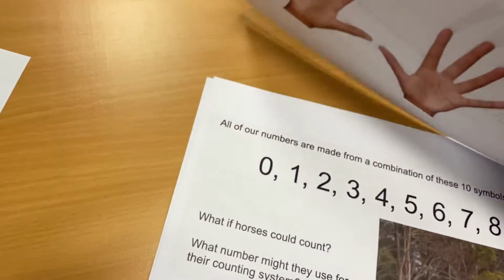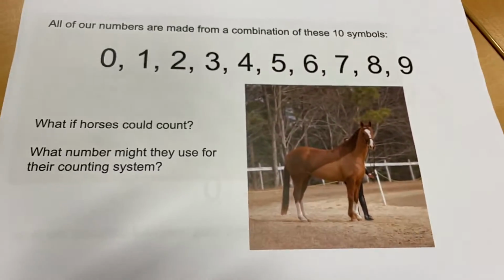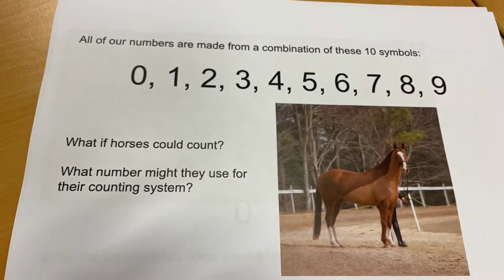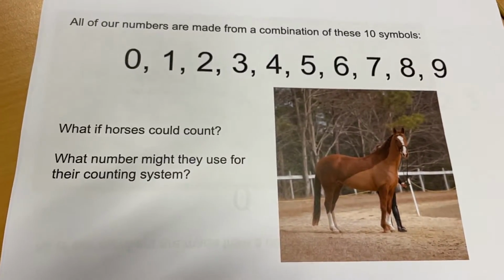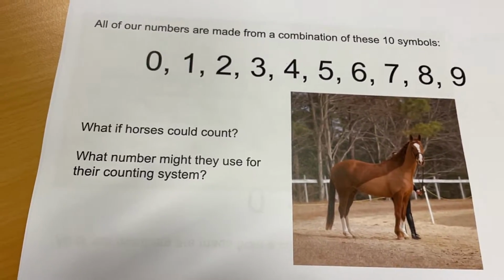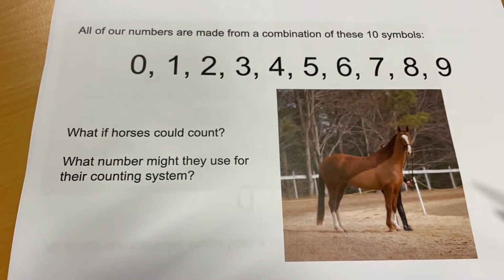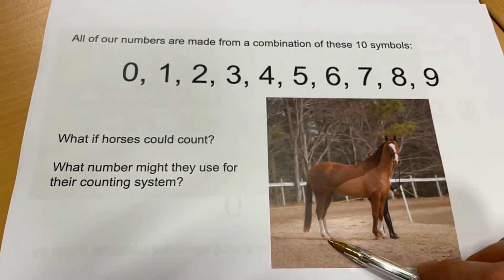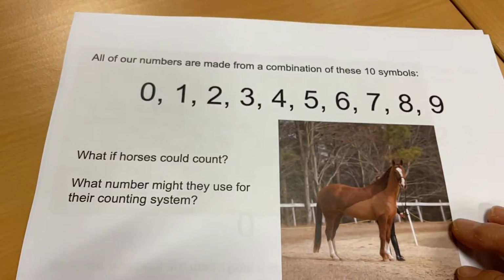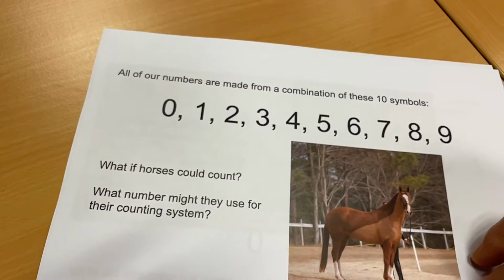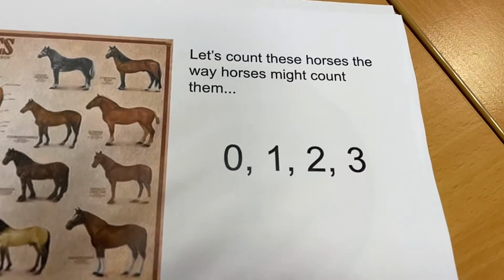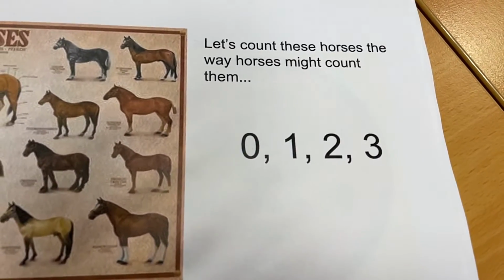What if you were a horse? We count in tens because we've got 10 fingers. What would a horse count in? What might they use for their number system? Well, horses don't have fingers, so I guess they'd have to use their hooves, these things at the bottom of their feet. So what if you could only count using the numbers 0, 1, 2, and 3?